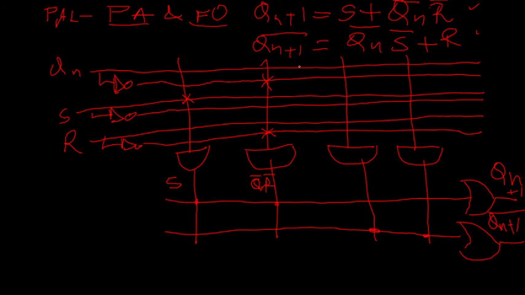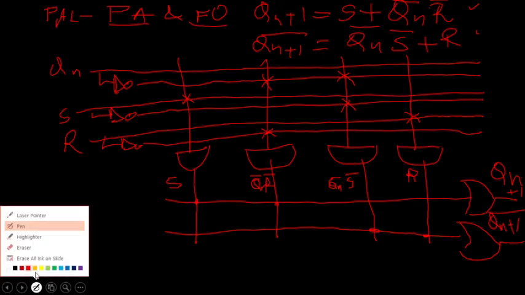Now come to the second output, that is Qn plus 1 whole bar. The first input is Qn bar S bar. So again this is your Qn bar, and S bar means this. So this AND gate output will be Qn bar S bar, and plus R. So this is your R line. So this is another input which gives you only R. And now this is your complete PAL implementation. In this you have shown programmable AND and fixed OR.